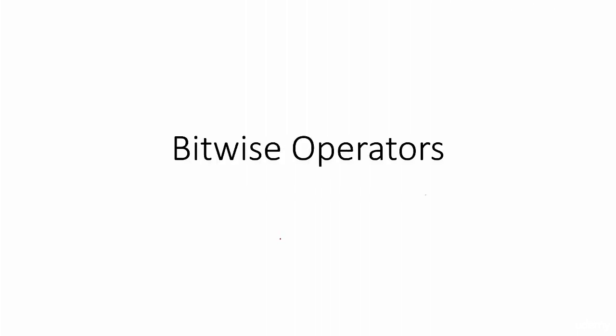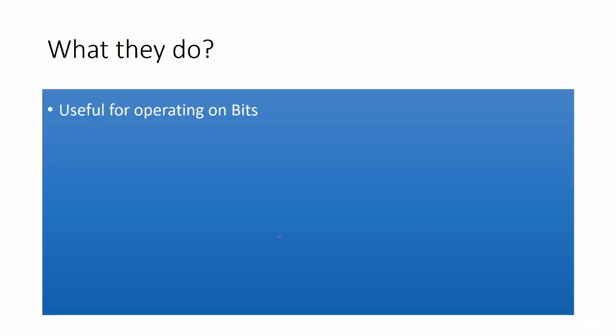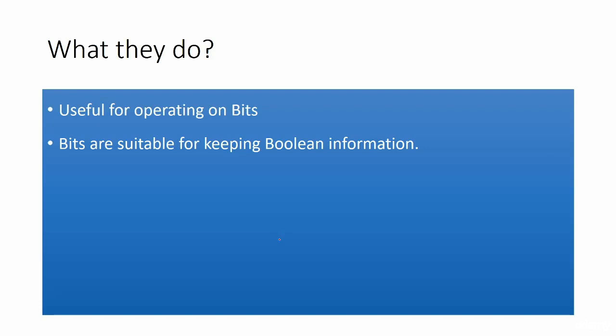Hello and welcome back. I'm really excited to talk about bitwise operators in this new section. Now, the bitwise operators are useful for operating on bits. Bits are suitable for keeping Boolean information. Boolean information means a 0 or a 1, 0 to represent false and 1 to represent a true value.